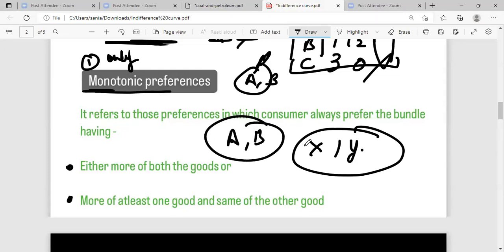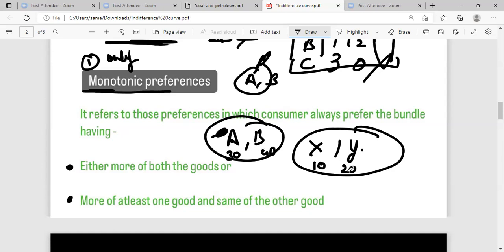So why are you going to choose this, A and B, rather than X and Y? Because it is giving you more of both goods, right? For example, this was giving you 10 satisfaction, this was giving you 20. But now this one is giving you 30 and this one is giving you 40. So why did you choose this bundle? I will ask you, why didn't you choose the other bundle?